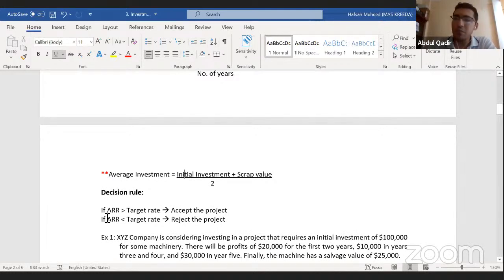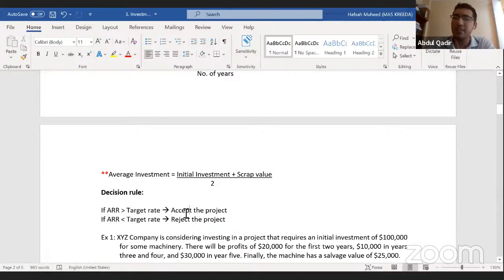What happens in investment appraisal is, when you evaluate an investment, you're deciding whether you should invest in it or not. So how do you know whether you should invest in it? Based on the calculations you do, based on that evaluation. If your ARR is higher than the target rate the company sets, then you are going to accept the project. That is how you make the decision.